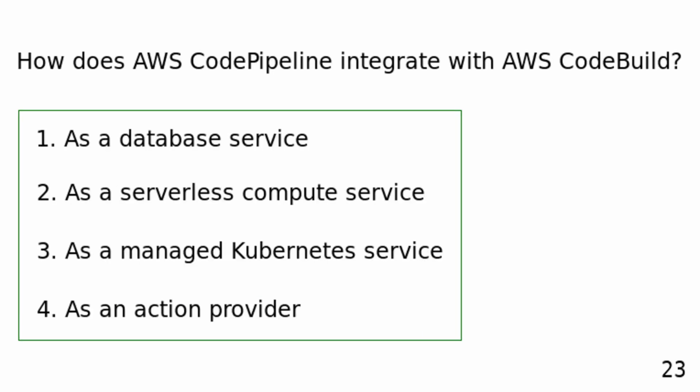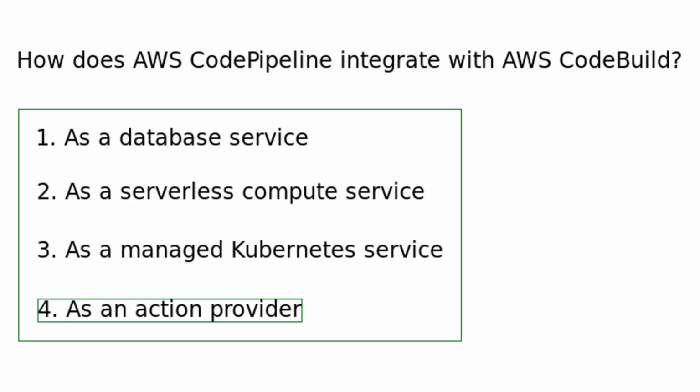How does AWS CodePipeline integrate with AWS CodeBuild? As a database service. As a serverless compute service. As a managed Kubernetes service. As an action provider. AWS CodePipeline integrates with AWS CodeBuild as an action provider to perform build tasks within the pipeline.